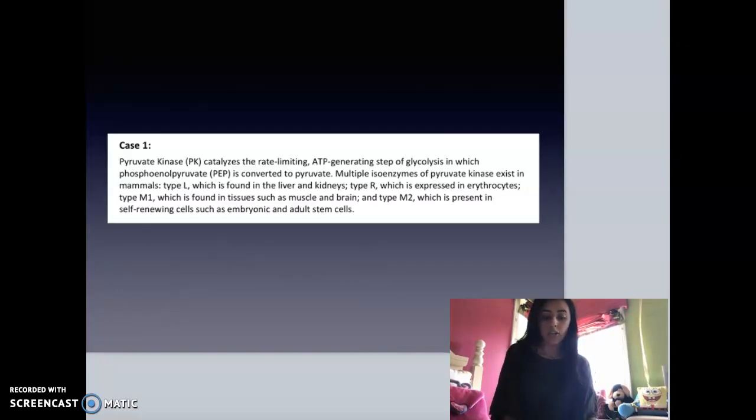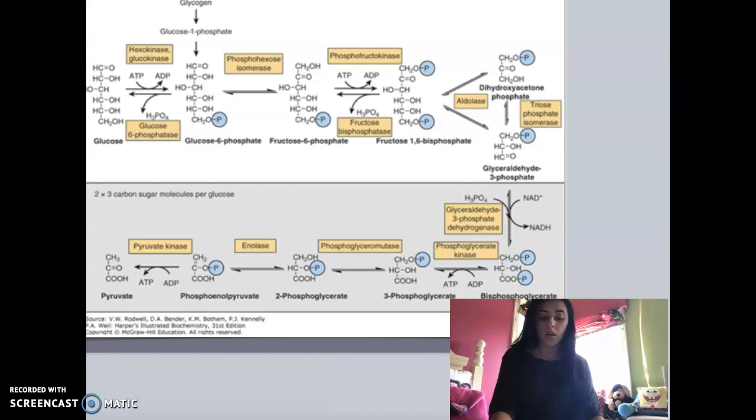The first part of the question asks all the ways in which pyruvate kinase is regulated in the cell under normal conditions. The question tells us a little bit of background on pyruvate kinase, even though this is a crucial step in glycolysis that we learned about earlier in this unit. As it states, it is an ATP generating step of glycolysis where phosphoenolpyruvate is converted to pyruvate. In the glycolysis pathway shown here in an image from our textbook, we can see that it is the last step of the reaction.